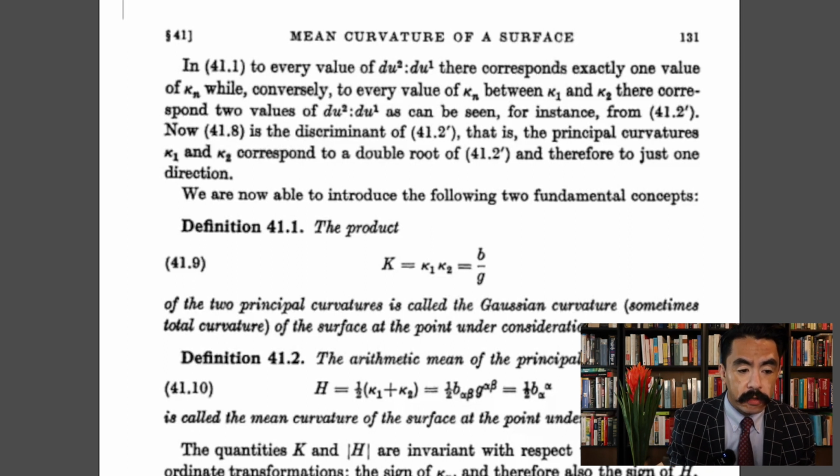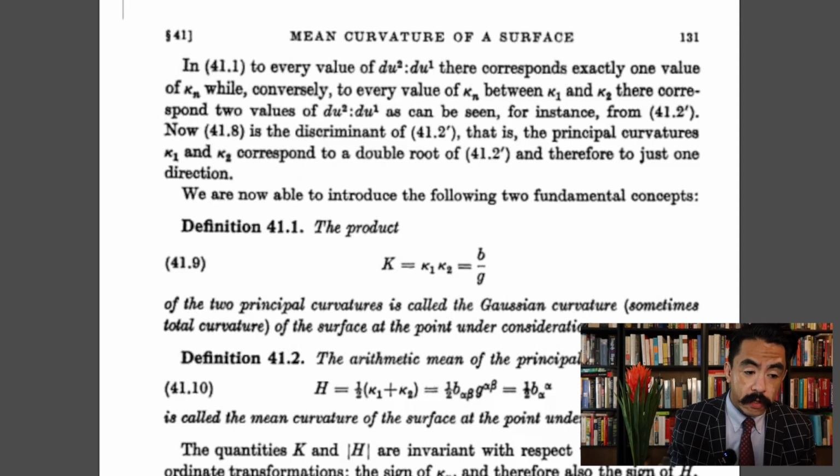To every value of du2 to du1, there corresponds exactly one value of kappa sub n, while conversely, to every value of kappa sub n between kappa sub 1 and kappa sub 2, there correspond two values of du2 to du1, as can be seen, for instance, from the 2x2 determinant involving the fundamental forms, where the determinant equals 0. That is, the principal curvatures kappa 1 and kappa 2 correspond to a double root of the aforementioned 2x2 determinant equals 0 differential equations, and therefore to just one direction.